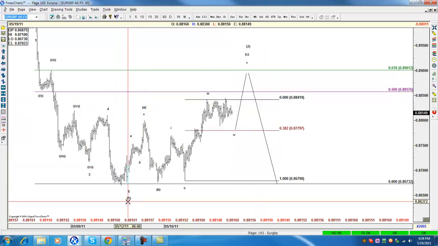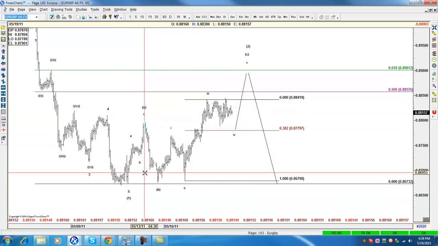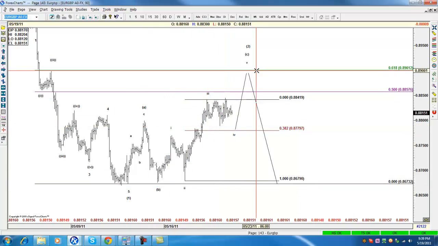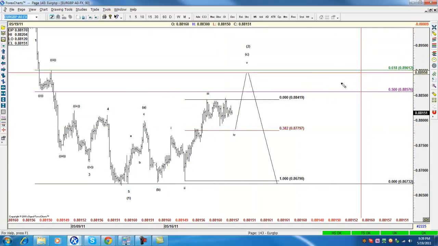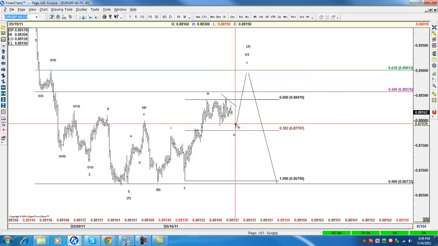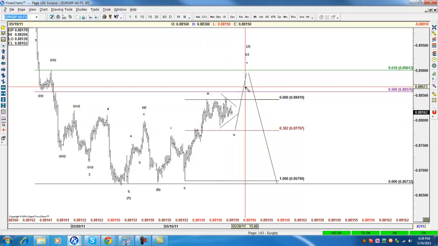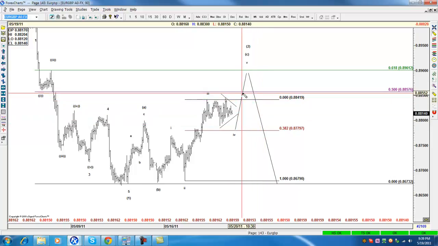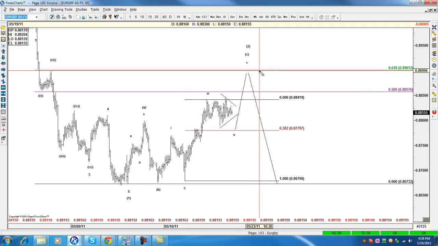We're counting this as a flat, A B C, A B C B, 1 2 3 4 and a 5. This is a possible triangle taking place right here, something like that, with another push higher. So be aware of that. Any new high should be faded around 88.50, 89 area, and then it should go lower.